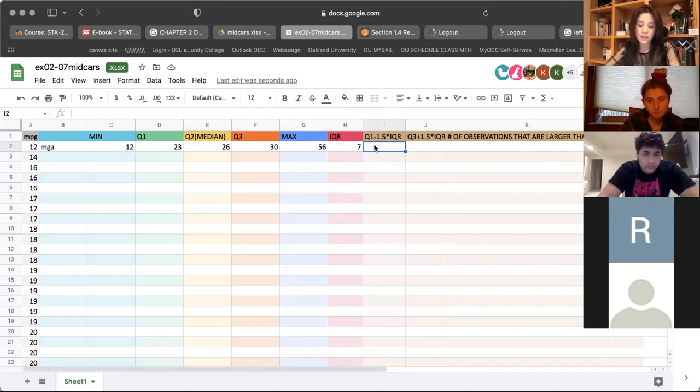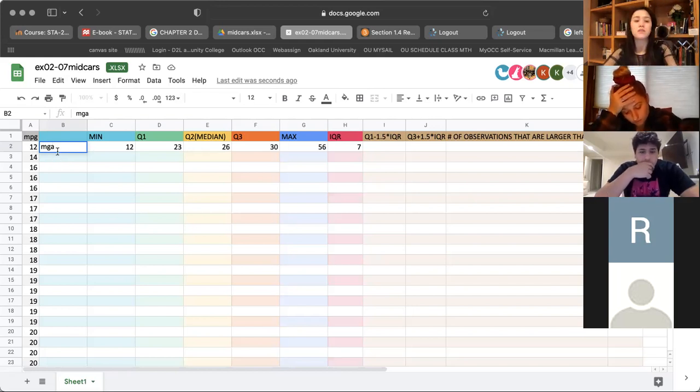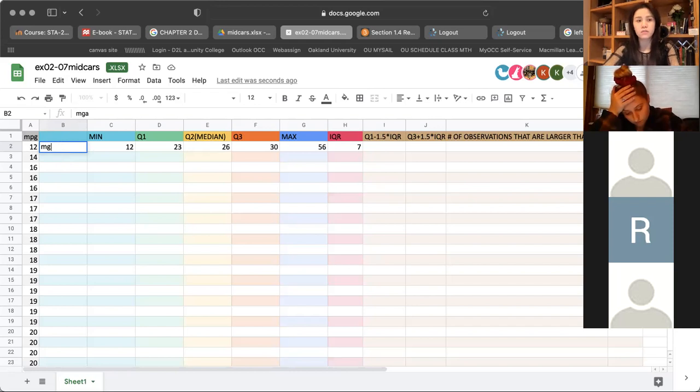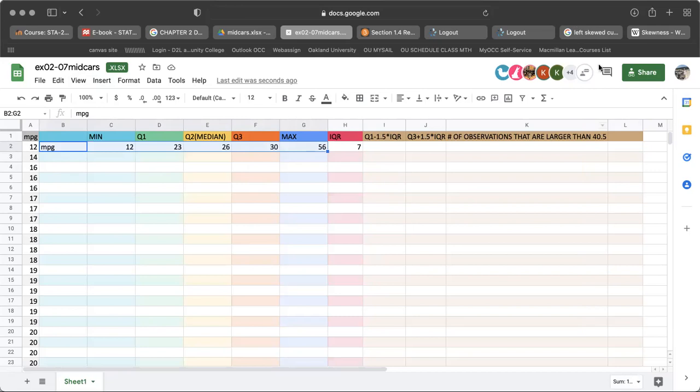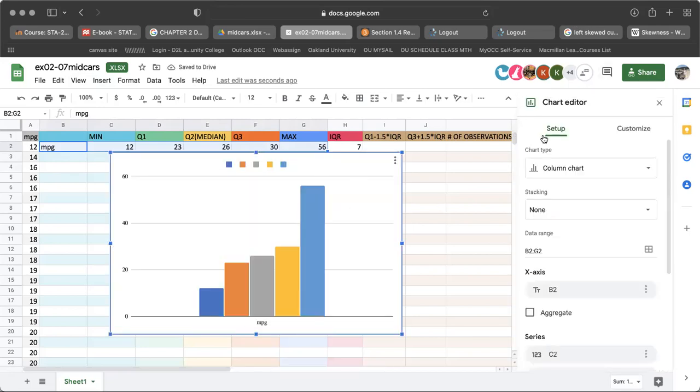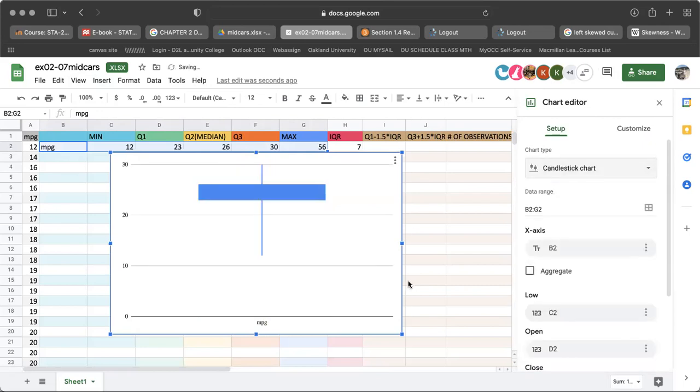And then it says draw a box plot of this data. So go ahead and draw that. Number 2, draw a box plot. You guys remember how to draw that? Remember, I have to have some letters, some words over here, and the best one will be the name of the column that you want to do the box plot for. So MPG, then highlight from MPG to maximum, insert, chart. And one candlestick right there.